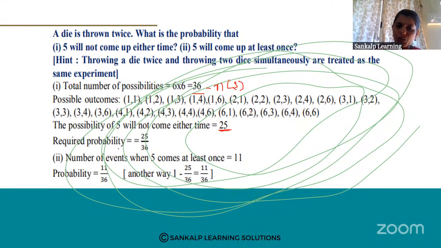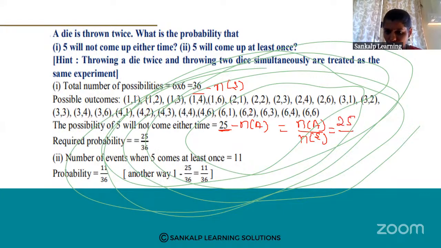Next. So what is the required probability? n of A divided by, this is total favorable outcomes, divided by total number of outcomes. This is 25. Total number of outcomes is 36, right? So 25 divided by 36 is the probability that 5 will not come up either time.